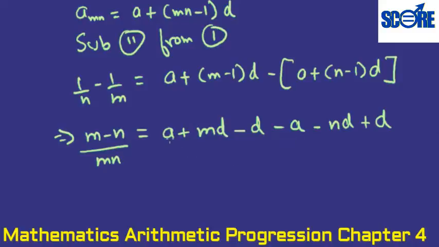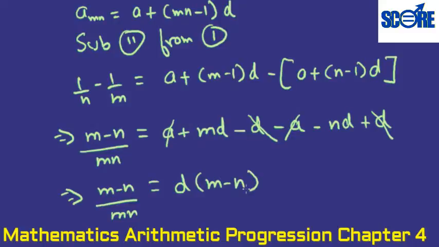So as we see in this equation, there are terms which are the same but of opposite sign. There is a which is of opposite sign, one positive and one negative. In the same equation there is d which is of opposite sign, one positive, one negative. So we'll cancel those terms, and the remaining terms we will get is m minus n upon mn is equal to d into m minus n. So as we see that m minus n is the common part in this equation, so we can cancel it, and the value of d we'll get is d is equal to 1 by mn. So this is the common difference that we have got, which is equal to 1 by mn.